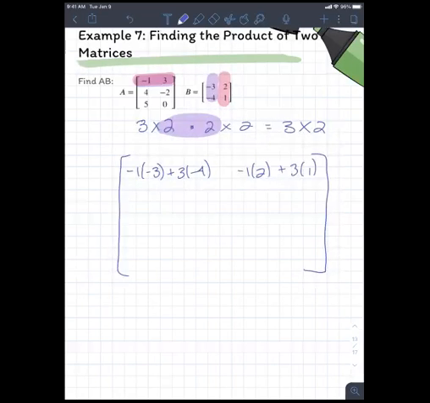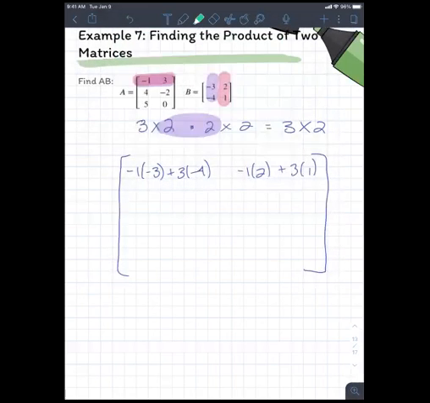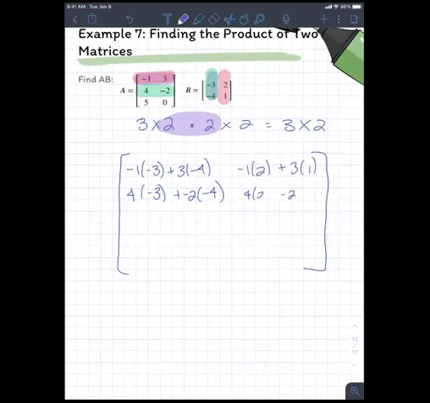For our second row in our new matrix, we're going to take our second row, sorry, our second row, and multiply it by our first column. So 4 times -3 plus -2 times -4. I got lost. I'm going to stop highlighting now because I feel like I'm going to have way too much highlighted. But our next one would be 4 and -2 times 2 and 1.